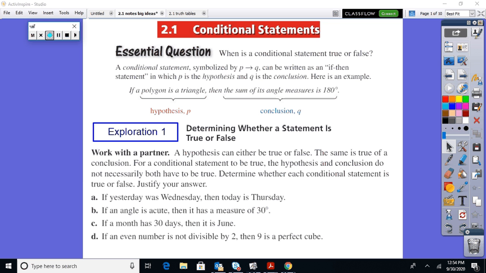The proofs will be in these types of forms, so we need to start thinking logically. And the first step to that is to analyze conditional statements. So, what are we doing here? Our essential question is, when is a conditional statement true or false?